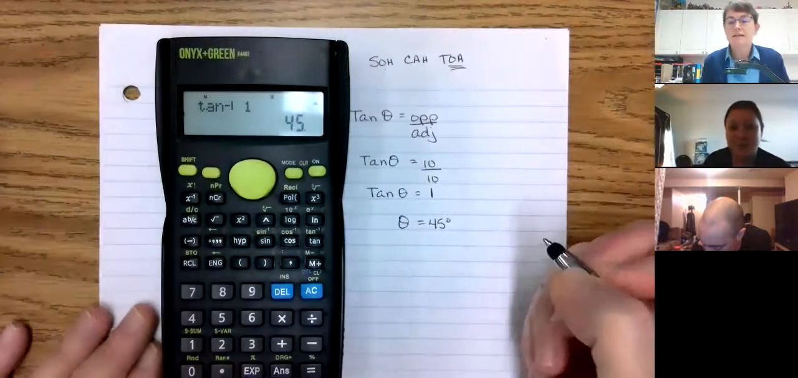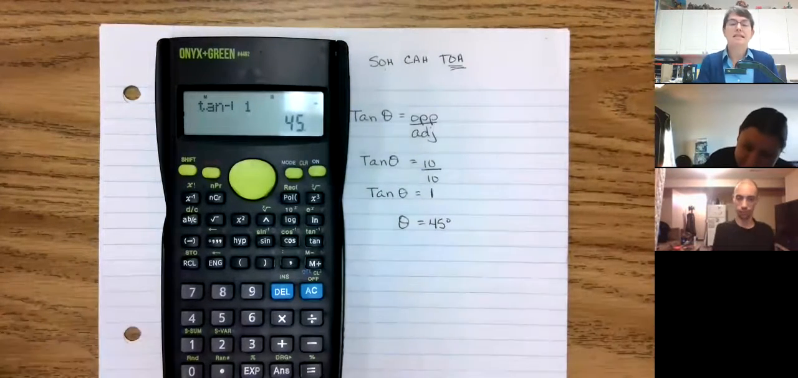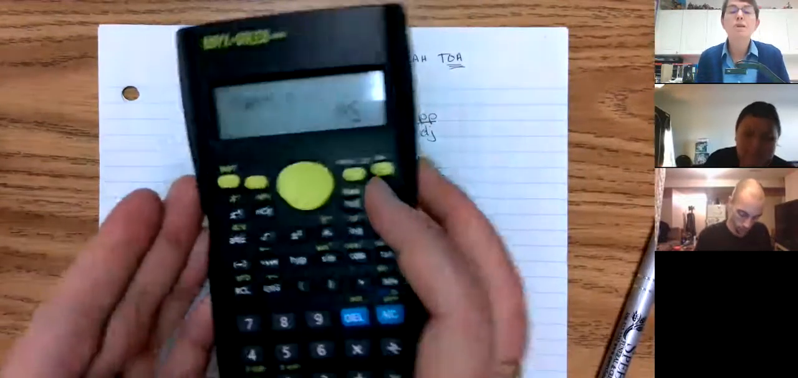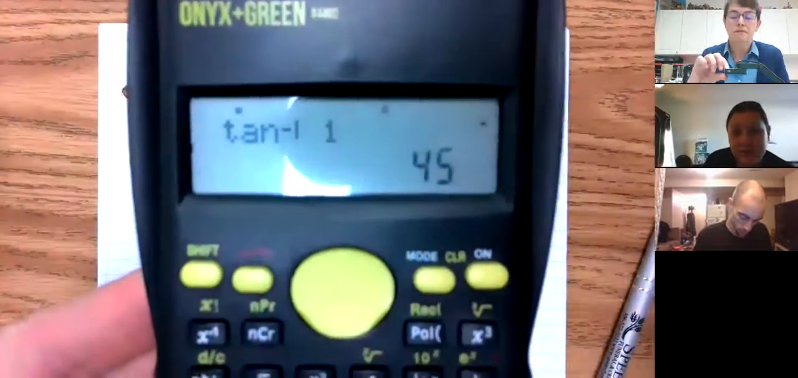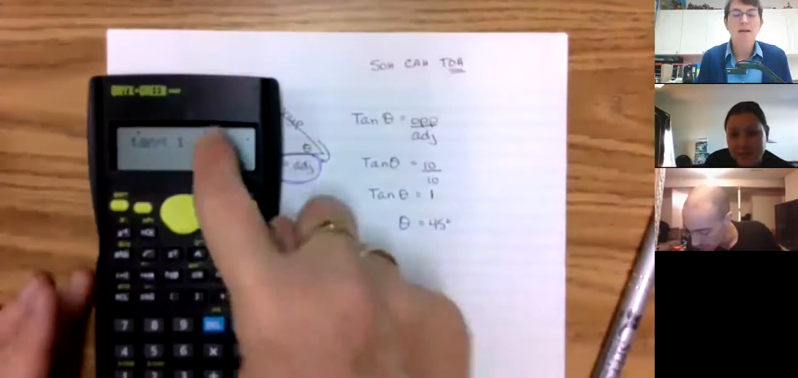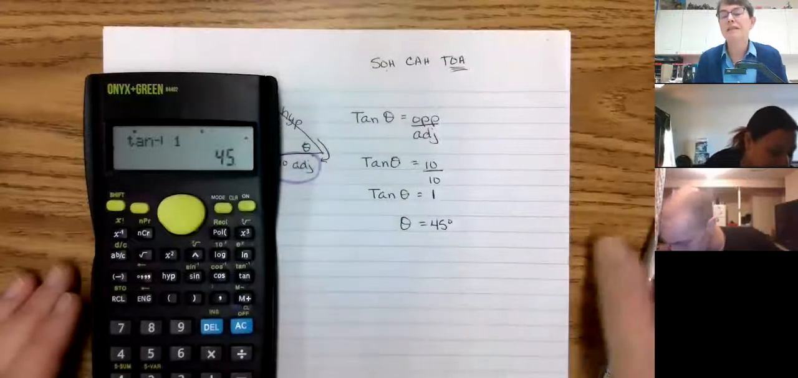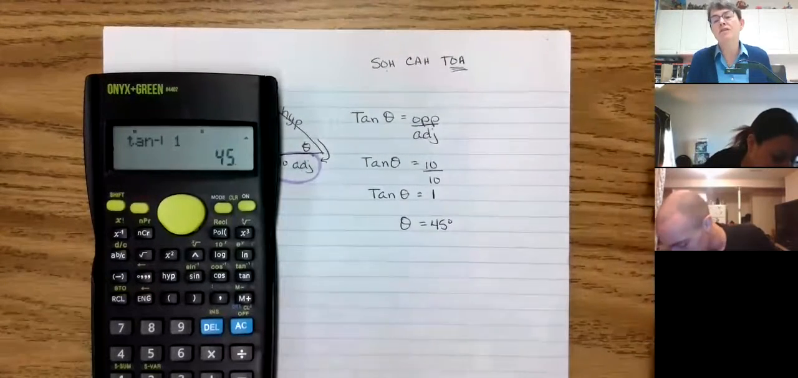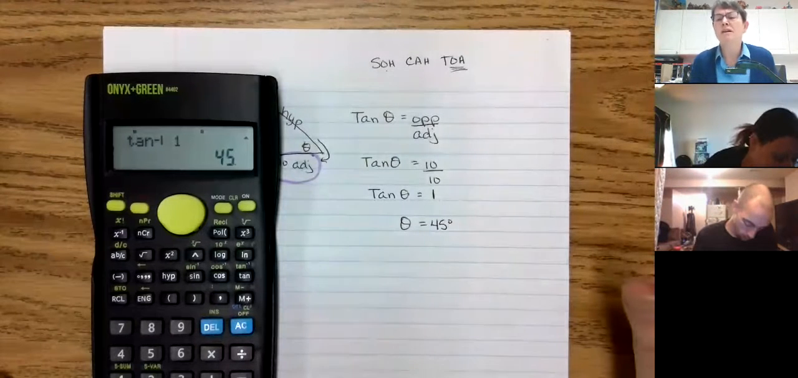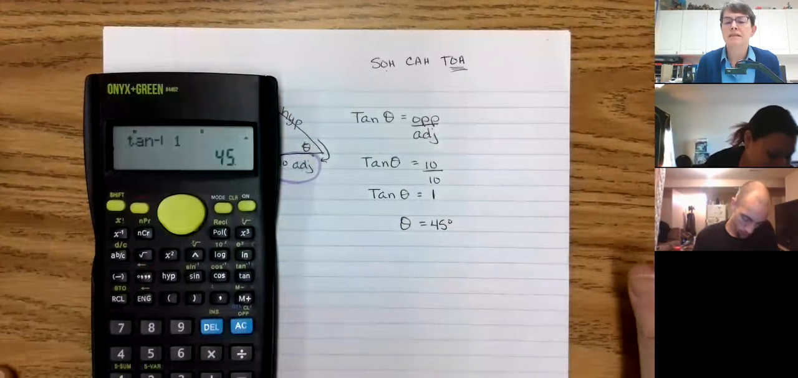I got that too. Nice. Kristen, how about you? Yeah, I got 45. Nice. Because you probably can't see, mine's tan to the negative 1. It probably has a D there for degrees, but you can also measure angles in things called radians. I think there's another one called gradients. I don't even know what that one's for. But we always got to make sure our calculator is set in degrees.